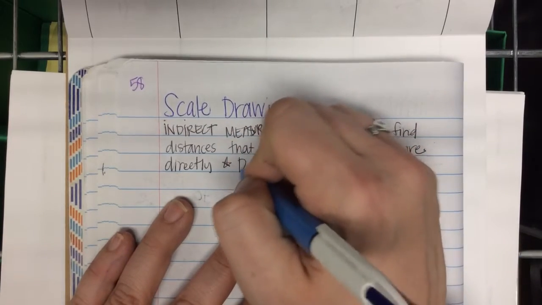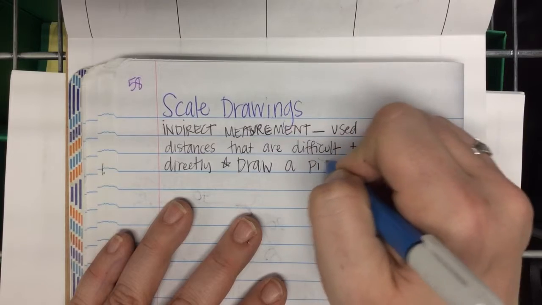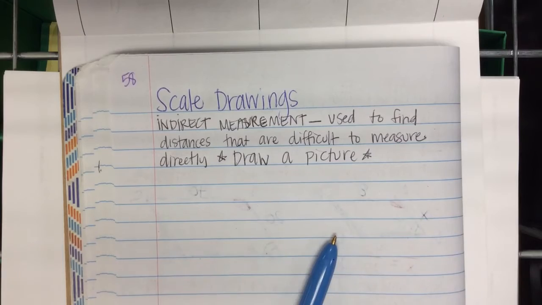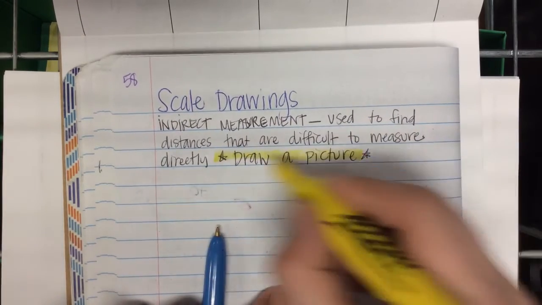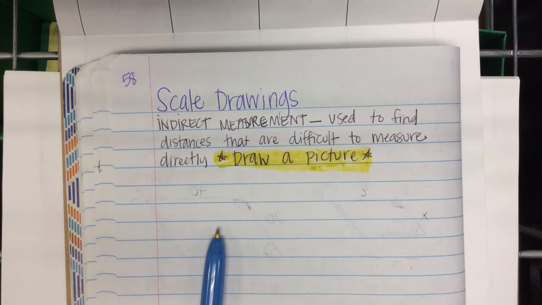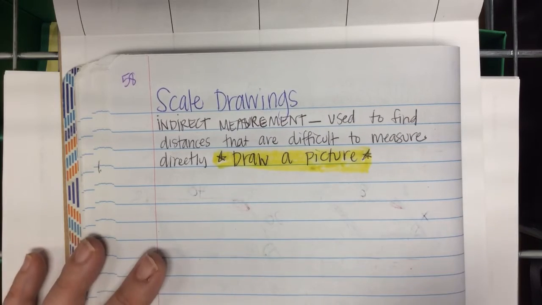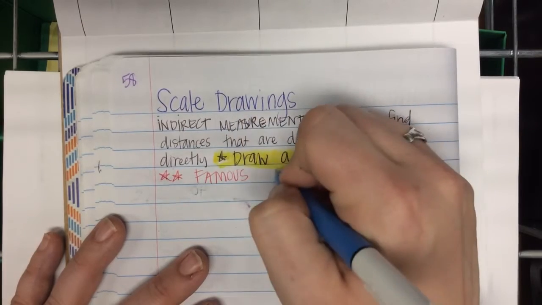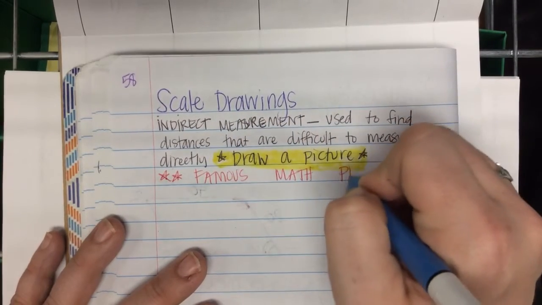The key is that we want to draw a picture. Whether it's a mental picture or a physical picture, it is very helpful to have a visual of what it looks like. These are famous math problems.